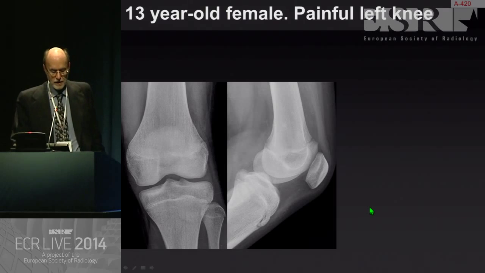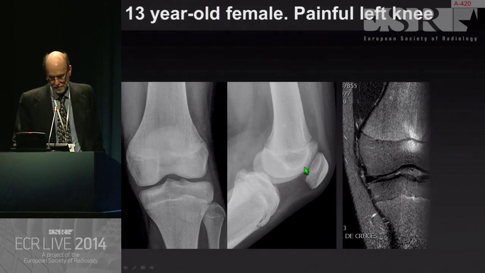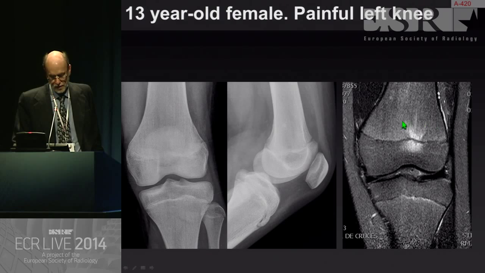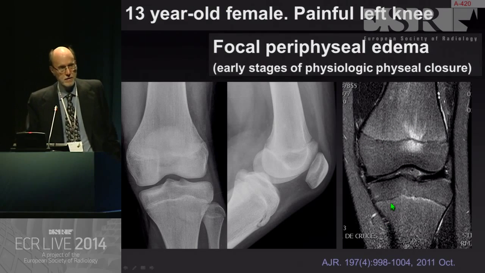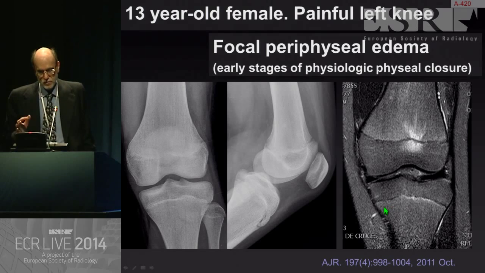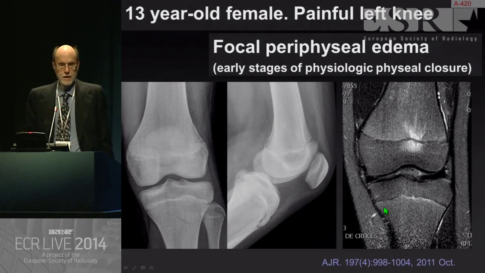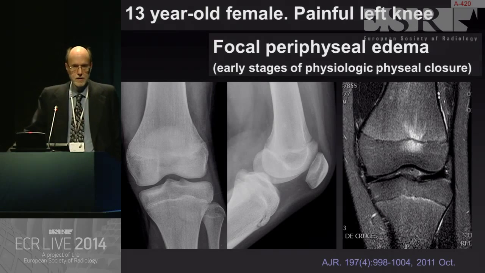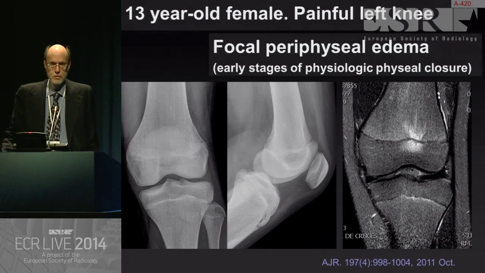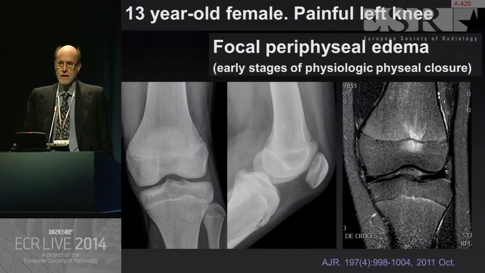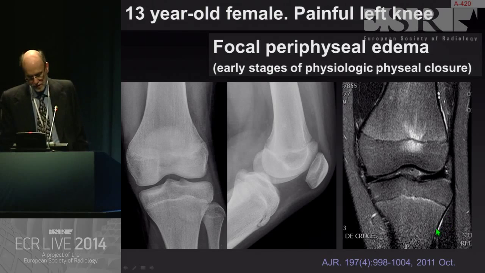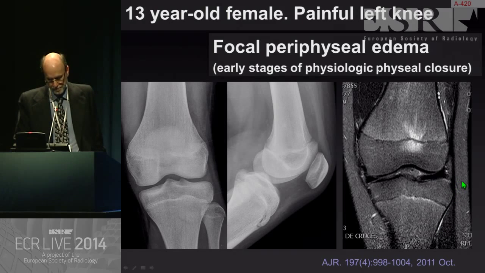This 13-year-old female presented with painful left knee and unremarkable plain films. So we performed an MRI, and we saw this area of periphyseal edema, which is believed to be present at earlier stages of physiological physeal closure, and it may be symptomatic, may produce pain, but does not need any further investigation, no need for follow-up, because it resolves absolutely without any problem.